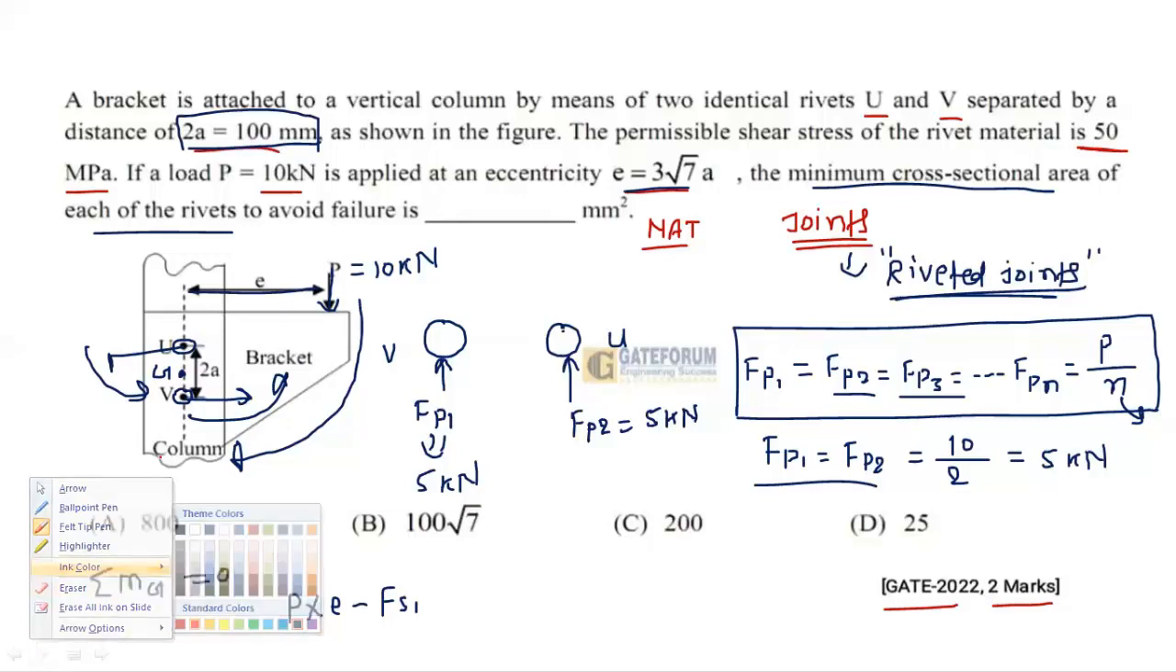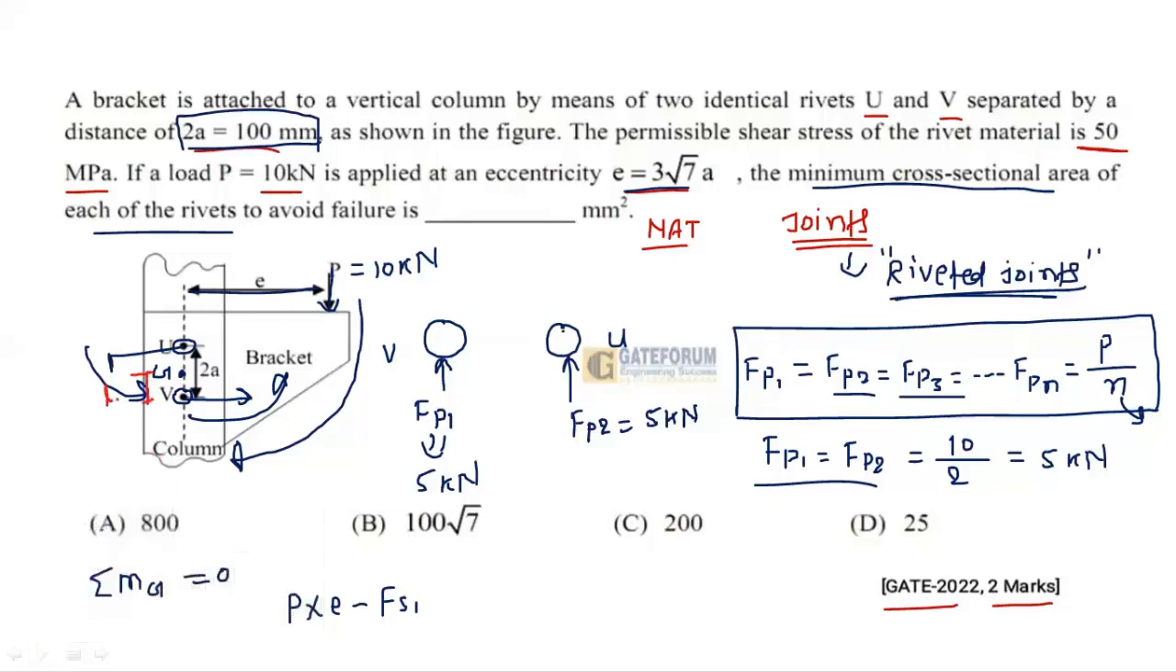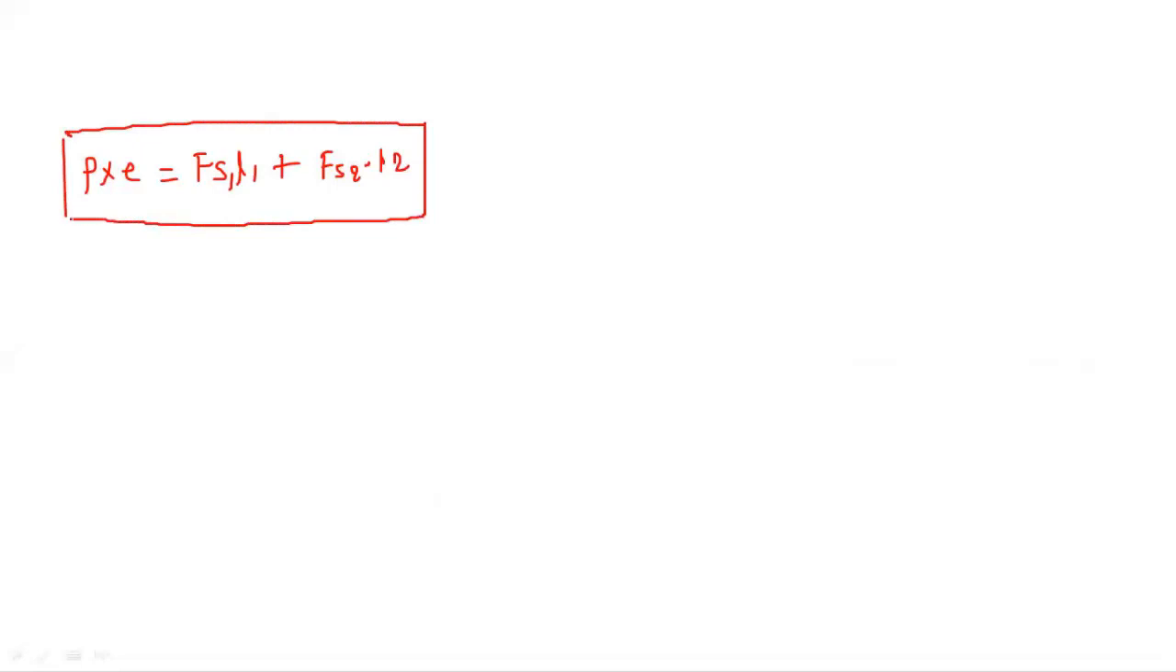And this distance is L2. So Fs1 into L1 minus Fs2 into L2. More precisely, we can say P into E is equal to Fs1 L1 plus Fs2 L2. Now the question is that here Fs1 and Fs2 are both unknown.